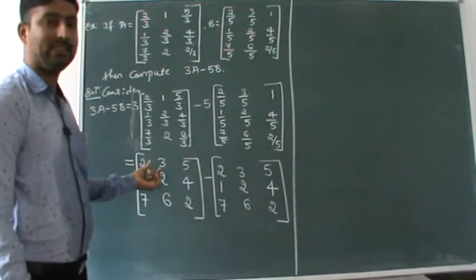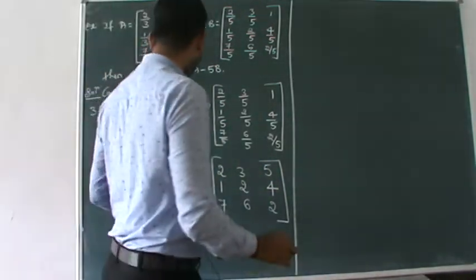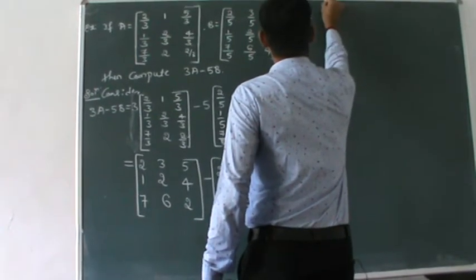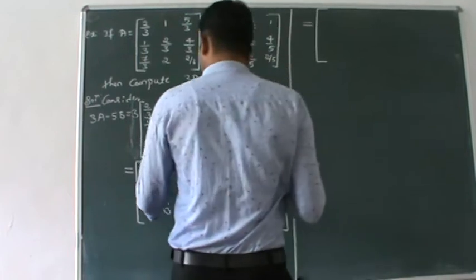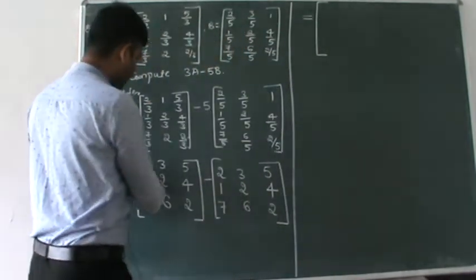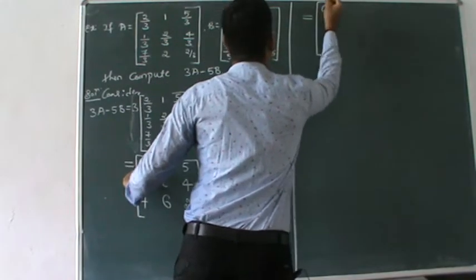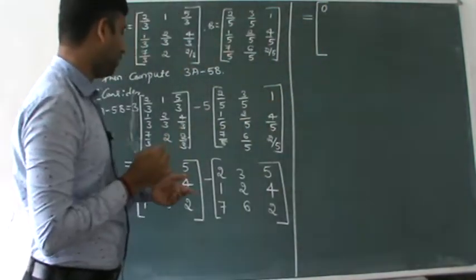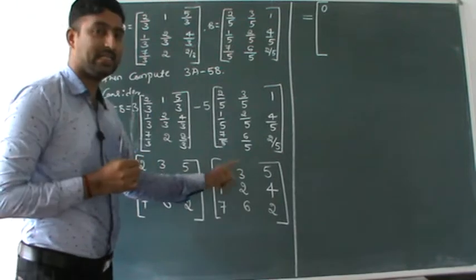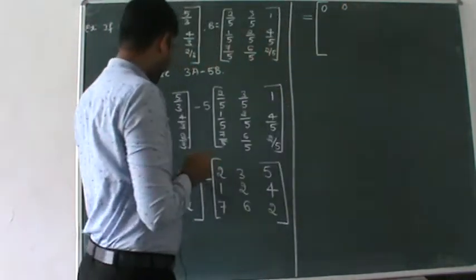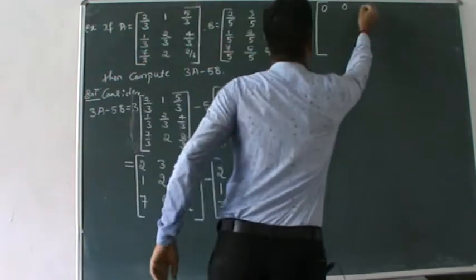Now the given matrix reduces to its simplest form, then you take the subtraction. Subtraction is nothing but 2 minus 2. Look at the values: 2 minus 2. Corresponding elements we have to subtract according to the definition. 5 minus 5, exactly 0.